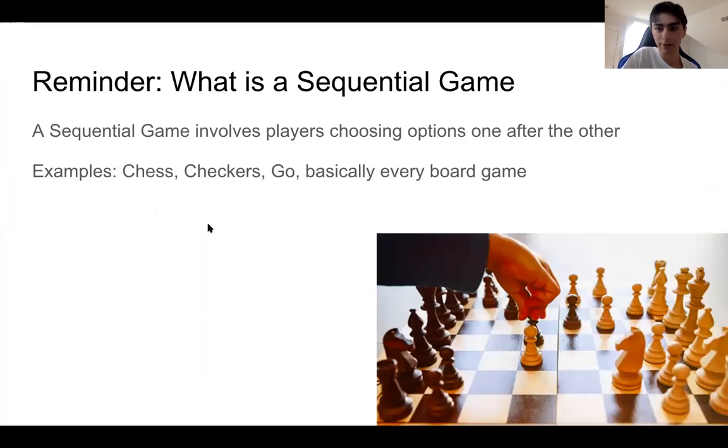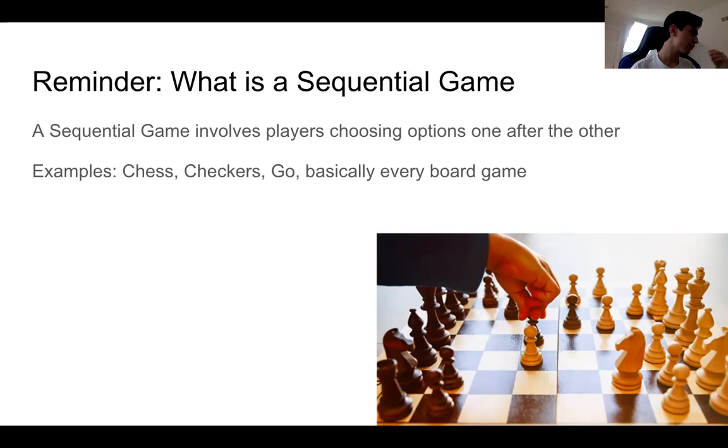So, what is a sequential game? A sequential game involves players choosing options one after the other. That's the definition of a sequential game. We had a slightly more nuanced definition last time, but some examples are chess, checkers, Go, basically any board game.